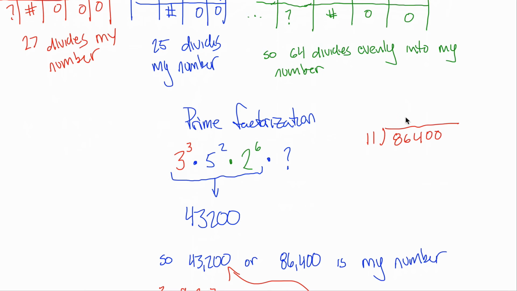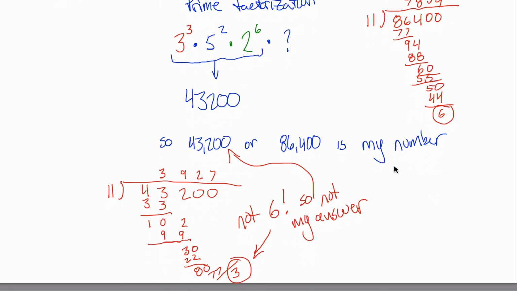Well, let's see what happens. I can throw a 7 here. That'll give me 77. If I subtract, I get 9. Bring down a 4. 8 times 11 is 88. So I can subtract that from 94 and get 6, bring down a 0. 5 times 11 is 55. If I subtract, I get a 5, bring down a 0. And this is going to work. And throw a 4 up here. 4 times 11 is 44. Subtract, you get a 6, which is awesome. What that means is that if I were to write this number in base 11, I'd have a 6 in the single spot. So what that means is this is my answer.